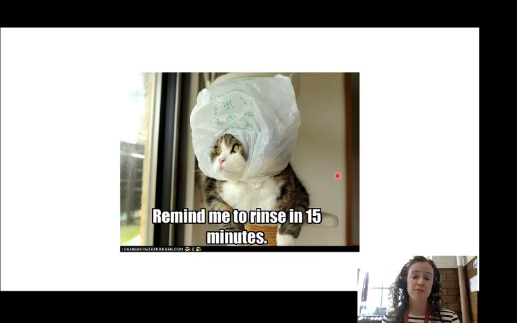That wraps up things for this week's recitation, folks. Here is your cat meme having to do with dyes. See you in lab.